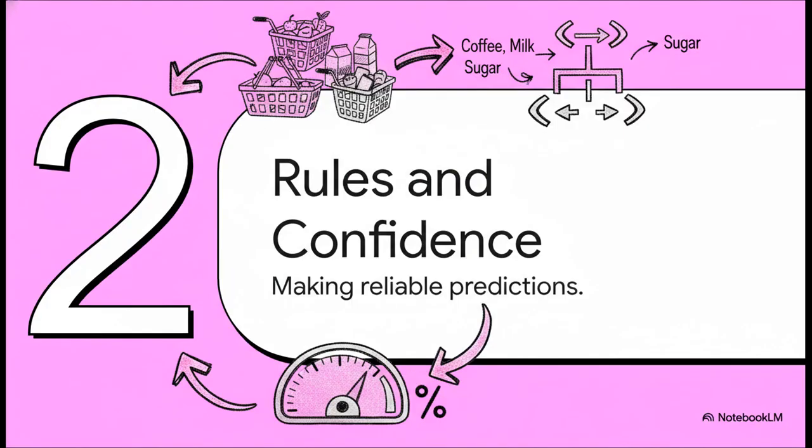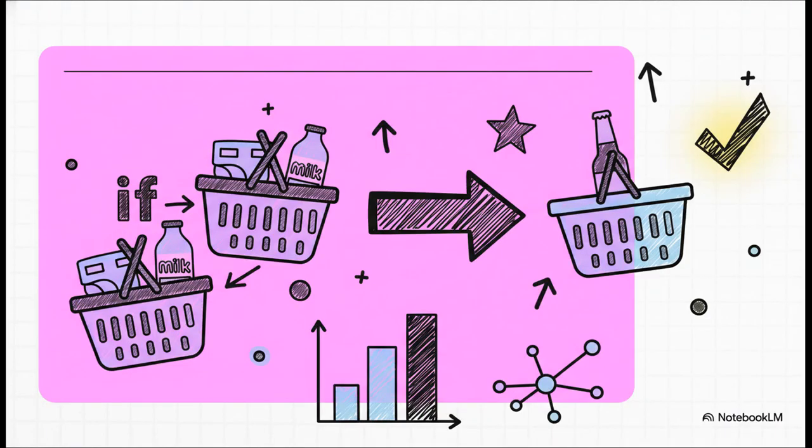All right, so now we have a way to find the popular groups of items, our frequent item sets. The next step, and this is where it gets really cool, is to turn them into these predictive if-then rules. And this brings us to our second key idea: confidence. An association rule is really just a formal way of saying, if this, then that. The if part is technically called the antecedent, and the then part is the consequent.